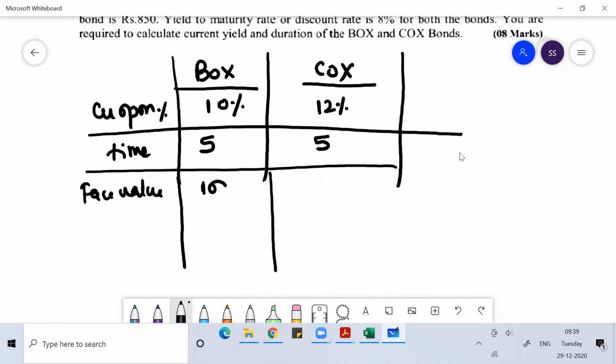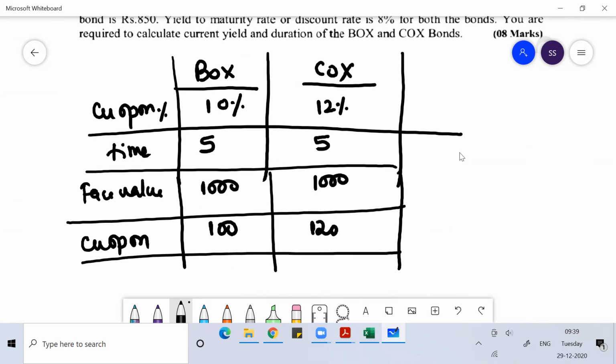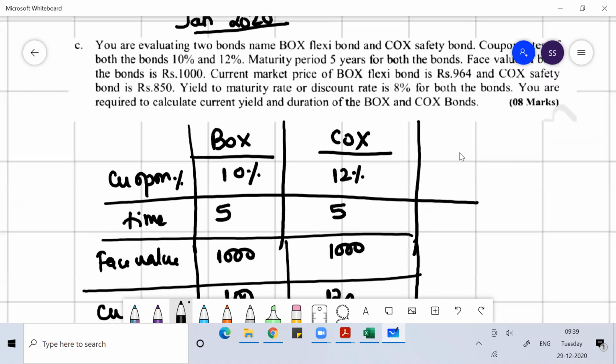So if the face value is 1,000 rupees for both bonds, the coupon for this would be 100 rupees and the coupon for this would be 120 rupees, because the coupon value which you determine with the coupon percentage, you always determine on the face value. Okay, yield till maturity of both the bonds.